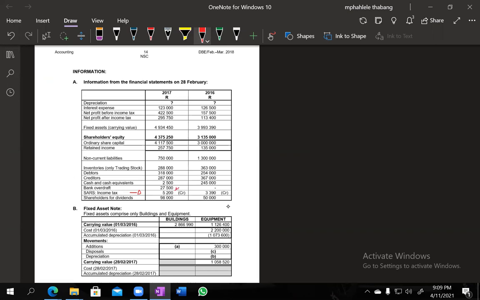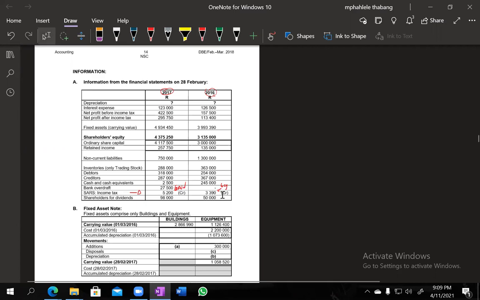Sars income tax at the beginning. This one should be at the beginning. This one should be at the end. And this one should be at the beginning. It makes sense because this is 2016, Sars income tax at the beginning. And this is 2017, it should be Sars income tax at the end. So the one at the beginning, guys, didn't I do this one with you? Okay. Asanda, do you see Sars income tax at the beginning? 3,390. Remember it. And okay, do you see Sars income tax at the end?